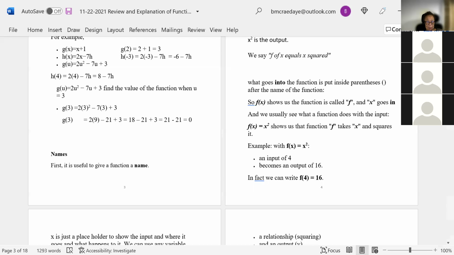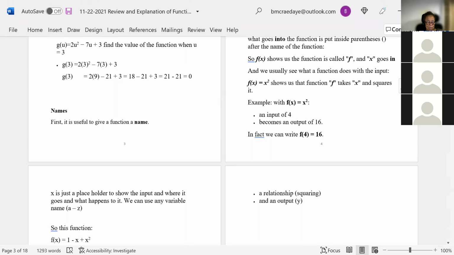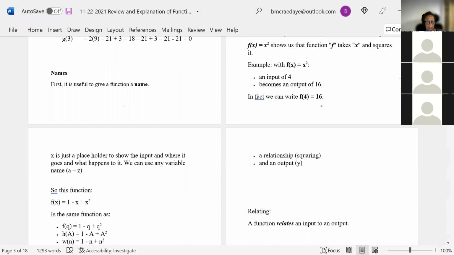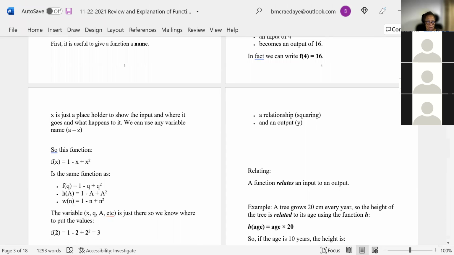Now, we've been using X a lot, but that's just a placeholder, because you can use any variable you want from A to Z. So for instance, f of X is 1 minus X plus X squared. We could have said f of Q, so instead of X, we say Q. Or we could have said H of A instead of X. We use an A as the variable. Or you could say U of N. Instead of F, you use a W.